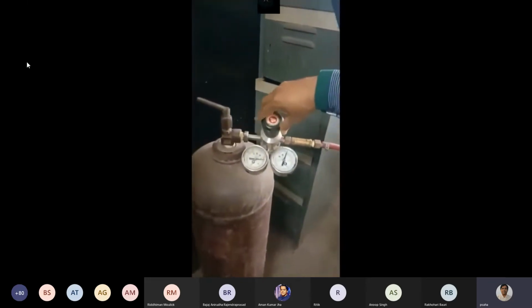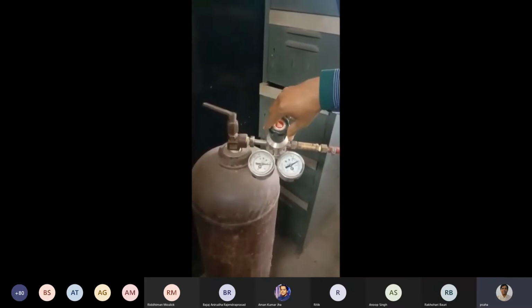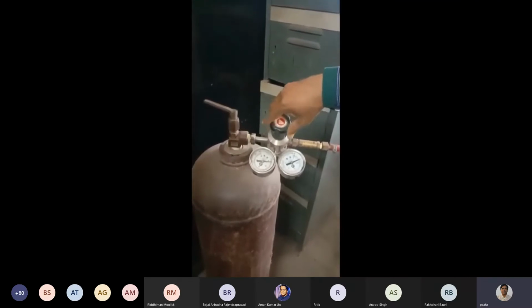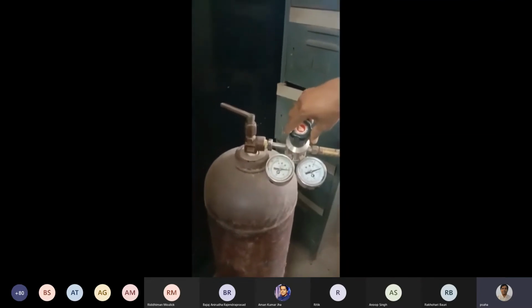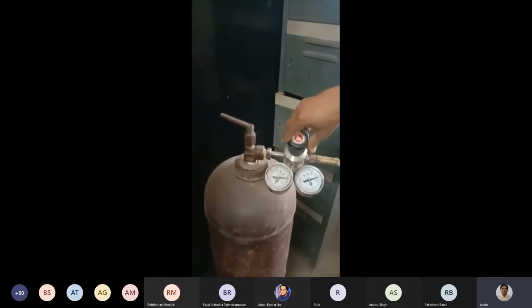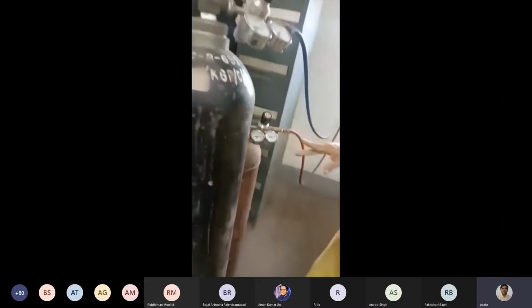Now you have to set the working pressure of acetylene. I generally set it for two types: low pressure welding and high pressure welding. For low pressure welding, I set about 0.15 kg per cm square, and for high pressure welding, up to 0.6. Okay, now I am setting about 0.5 kg per cm square.